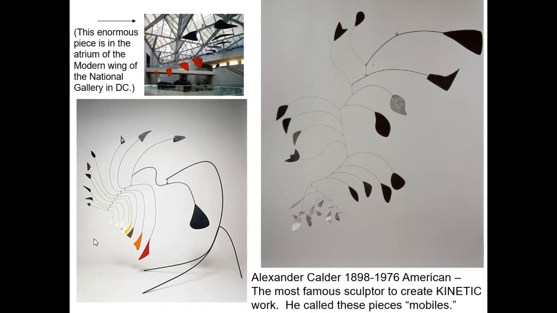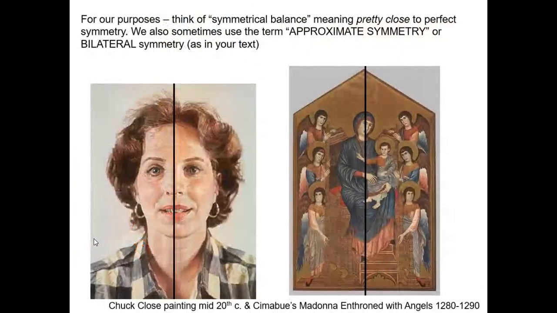Obviously, some artworks suggest movement, but others are actually capable of moving, and that's the case with these works by Alexander Calder. Calder's work is kinetic, meaning that it is able to move.